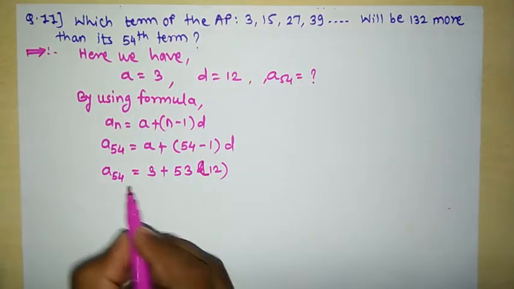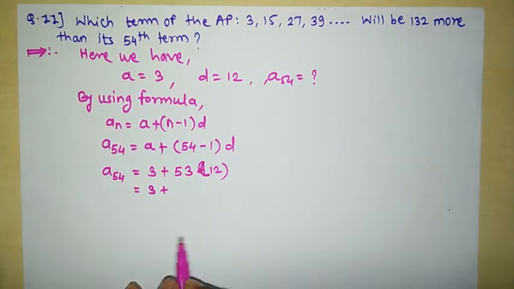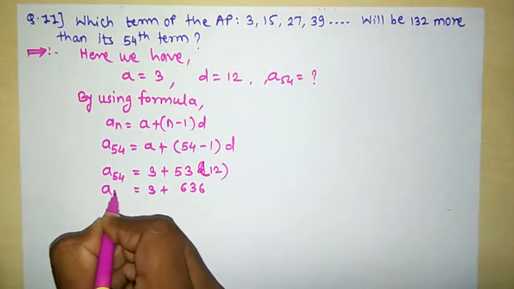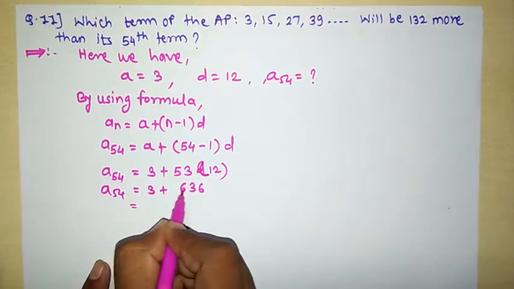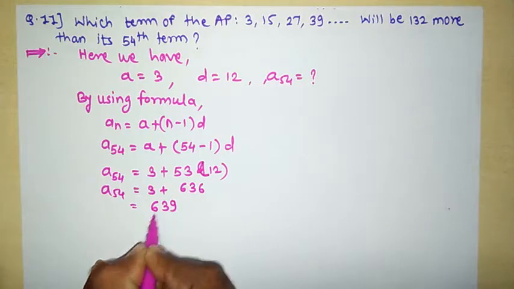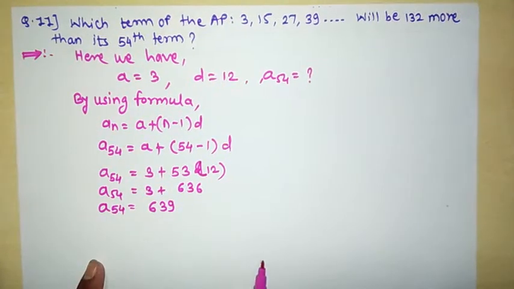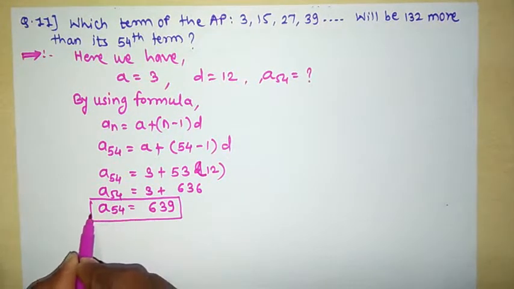Now 54 into 12 is equal to how much? 54 into 12 is equal to 636. A54 is equal to 3 plus 636. Now 3 plus 636 is equal to how much? 639. Therefore we got A54 is equal to 639. We got the 54th term is equal to 639.